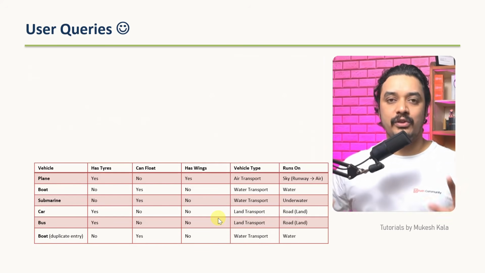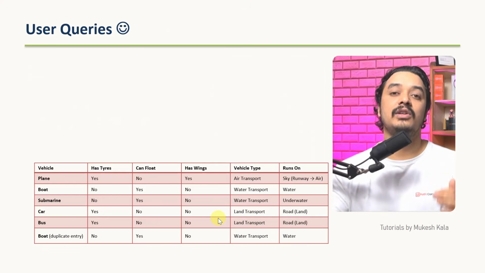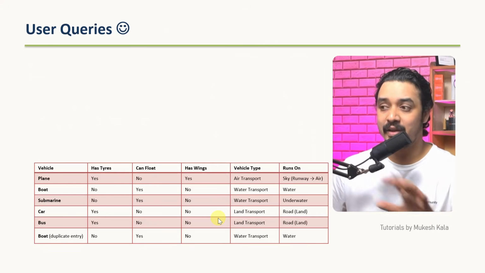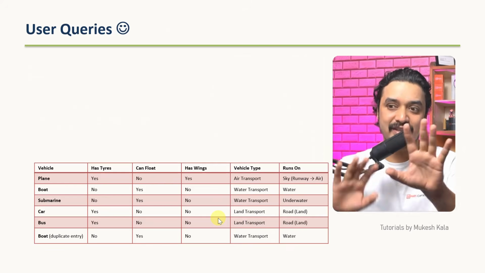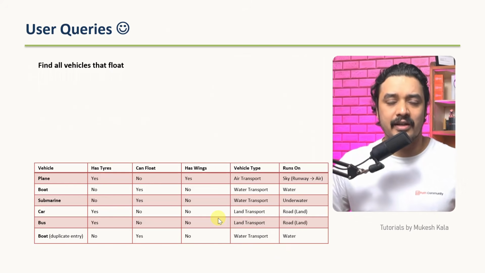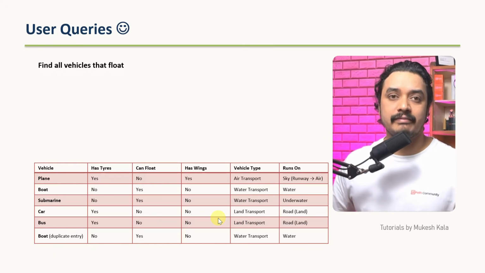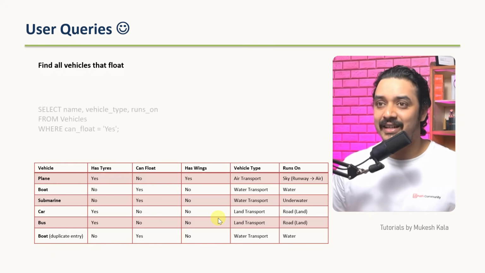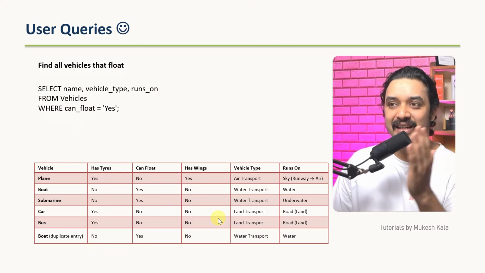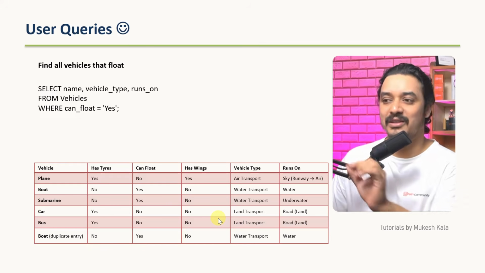Now there comes the user. You have built an application on top of it, and now user queries are coming up. At the bottom, for reference, I have put this table. A user asks, okay, Mr. Developer, tell me all the vehicles that can float. Easy peasy, right? Write a SQL query: give me the name, vehicle type, and what it runs on, where can float is equal to yes.